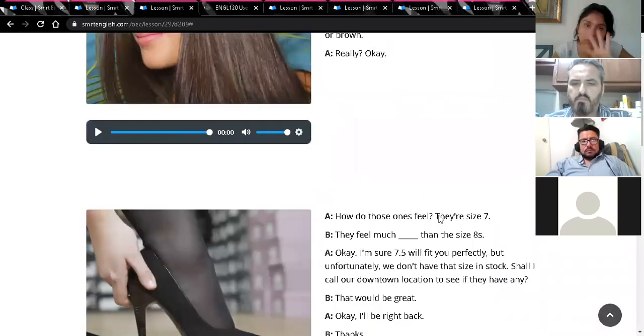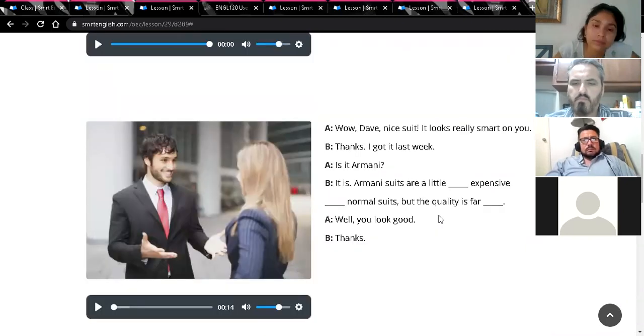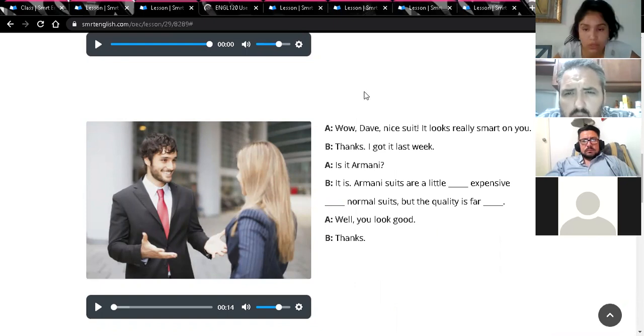Wow, Dave, nice suit. It looks really smart on you. Thanks, I got it last week. Is it Armani? It is. Armani suits are a little expensive, normal suits, but the quality is far. Well, you look good. Thanks.